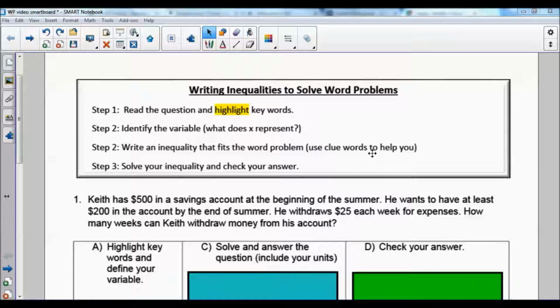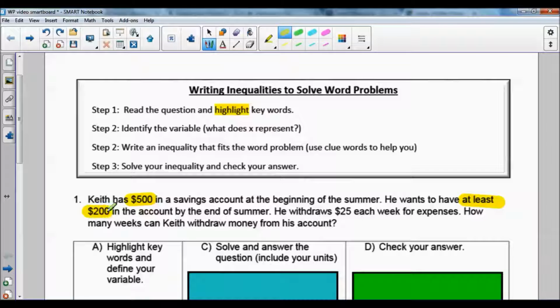So Keith has $500 in his savings account at the beginning of summer. So I'm going to highlight this $500. He wants to have at least $200 in the account by the end of summer. So at least is a big word, right? We want to make sure that we keep in mind that word. He withdraws $25 each week for expenses. $25 each week.